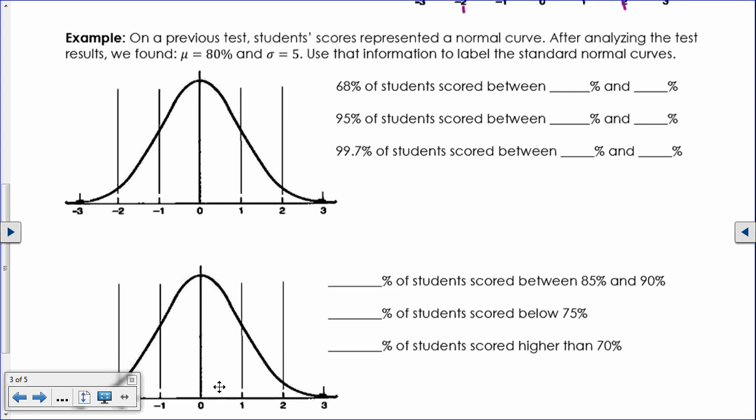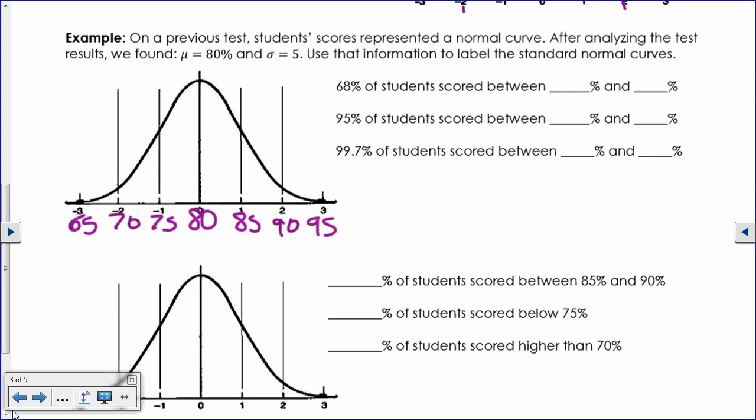So you can't use the empirical rule unless you've labeled it, just like we learned last lesson. So what number would go here? 80, because that's the mean. And then how do I find the rest of the numbers along the bottom? Add 5 to the right, and subtract 5 to the left. Now, these questions over here, we needed those numbers because the question is based on that.